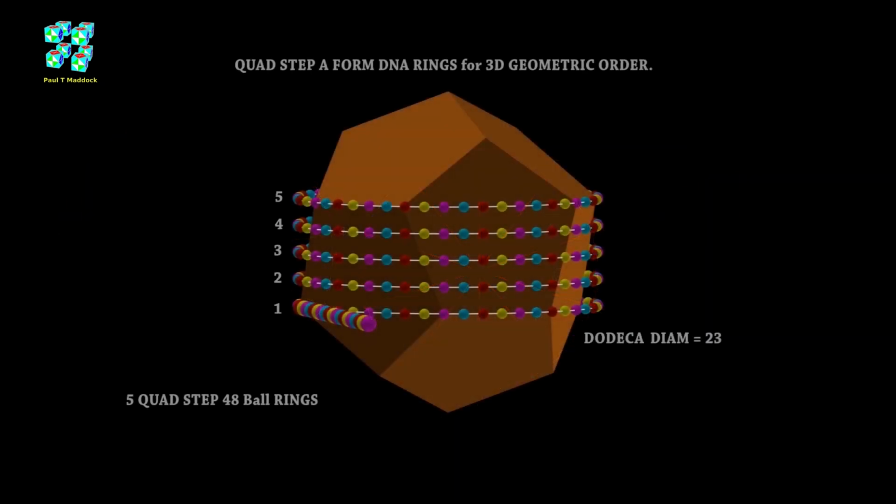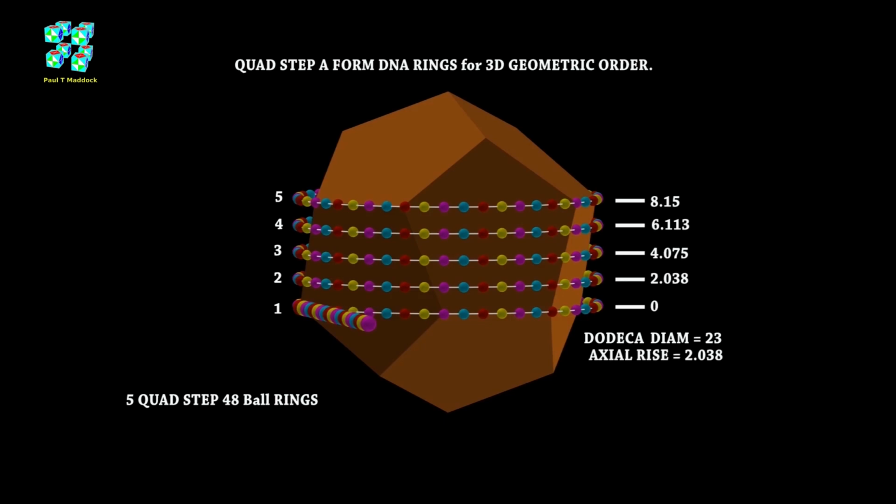Let's take a look at A DNA now. In front I'm showing you a dodecahedron, and I'm showing 5 rings, 48 ball Quadstep rings. Now the diameter of each ring is 23 Angstroms or whatever, but it's 23 as it shows in academia. Okay, the first ring, the height is 0. I showed the height as 0. Now I'm showing you the height of the 5 rings, and you can see they're averaging just over 2.03. So we can say the axial rise is 2.03 average.